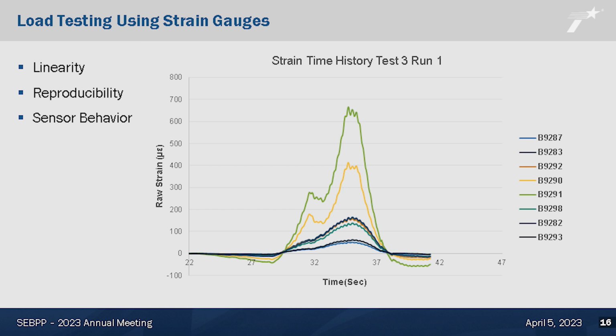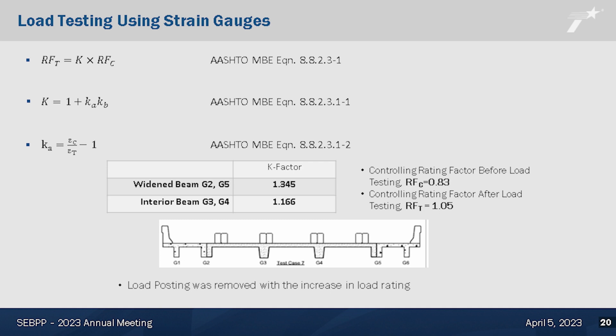And then we use those results, in combination with MBE Chapter 8, to really take advantage of the K-factor method to refine the load rating and remove the load posting on the structure.